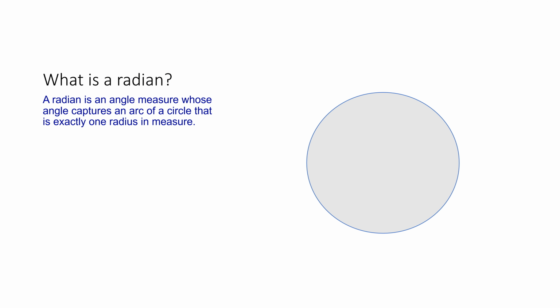All right, so what exactly is a radian? As you can see from our definition, a radian is an angle measure whose angle captures an arc of a circle that is exactly one radius in measure.